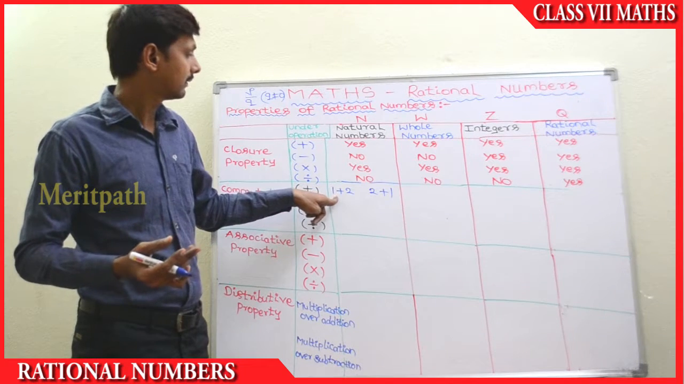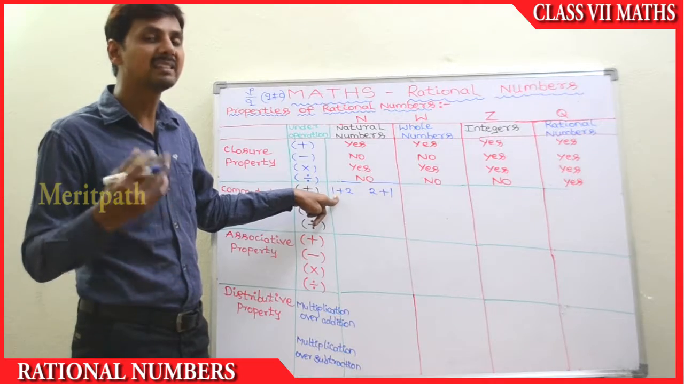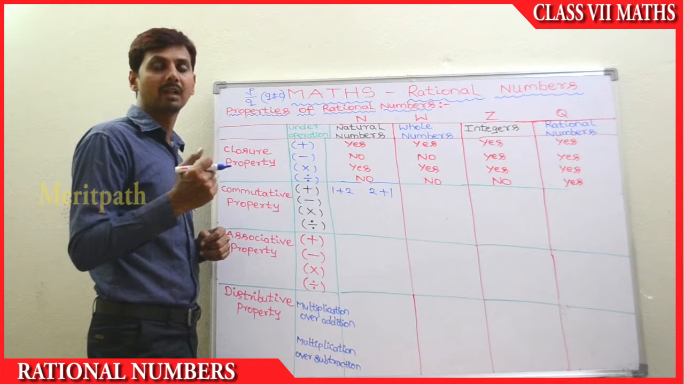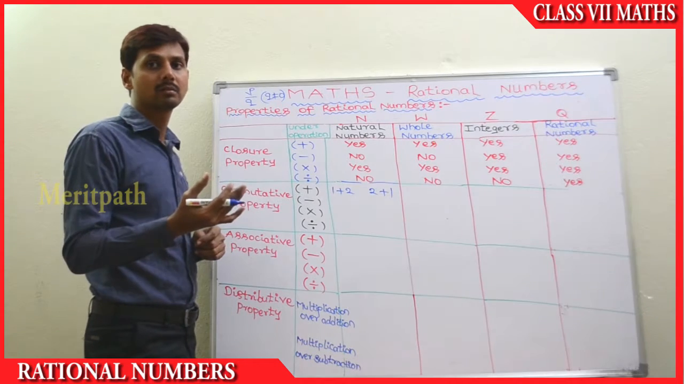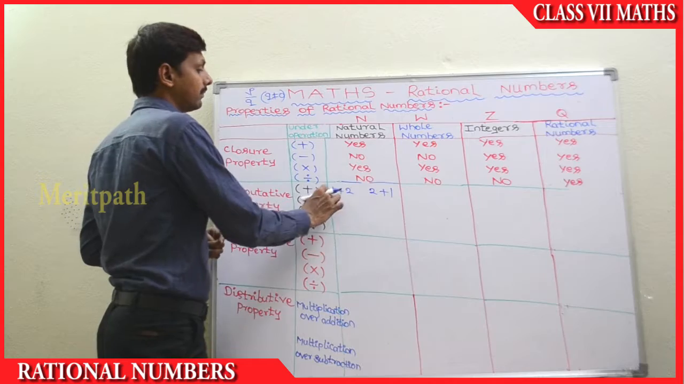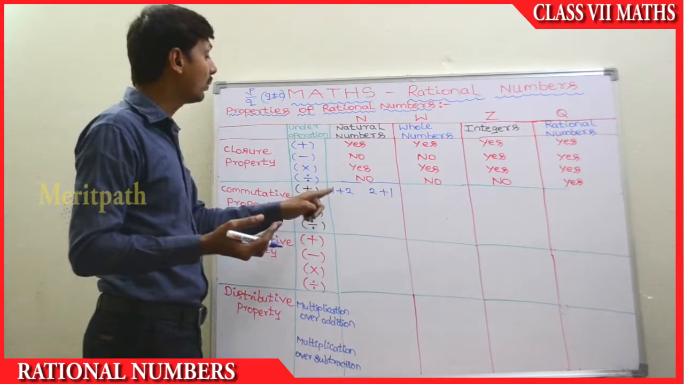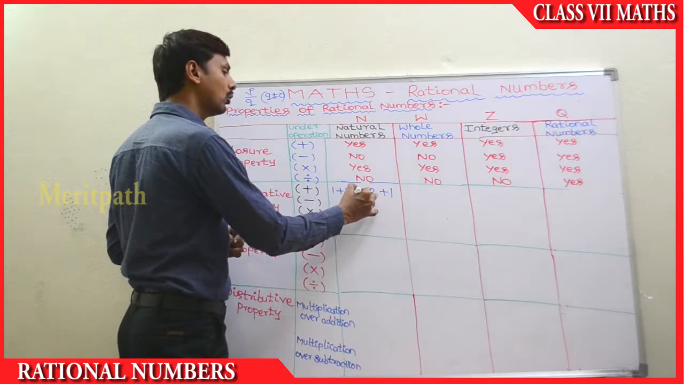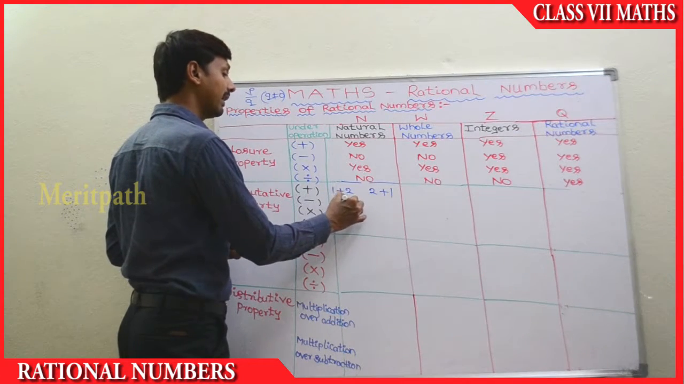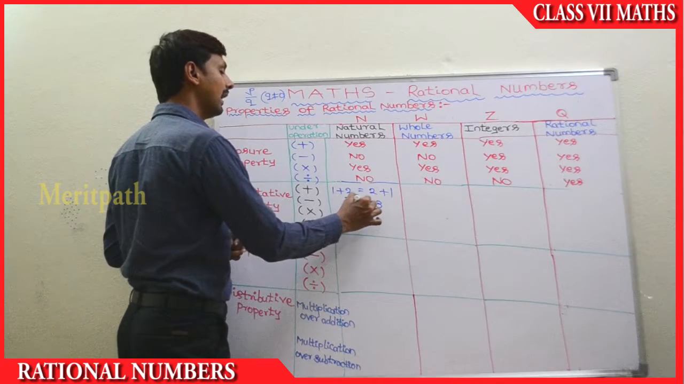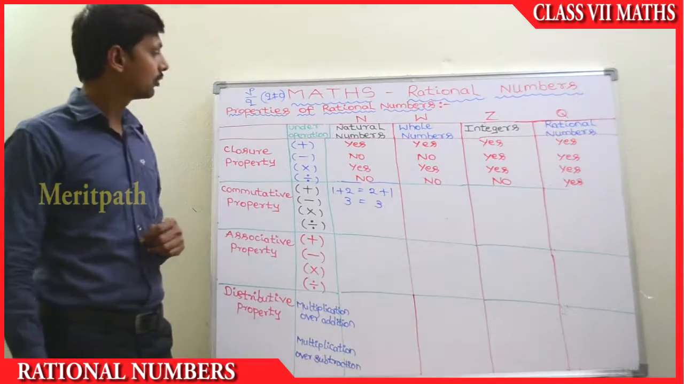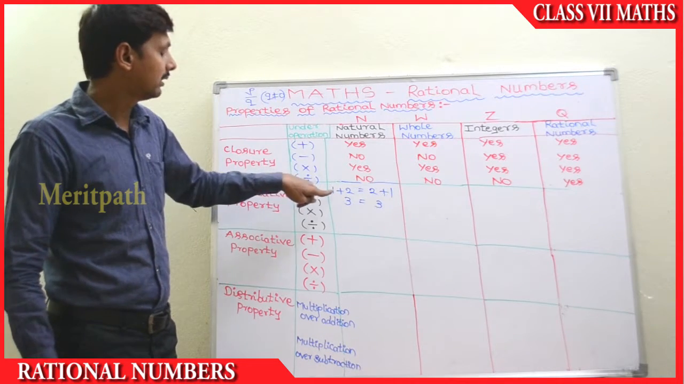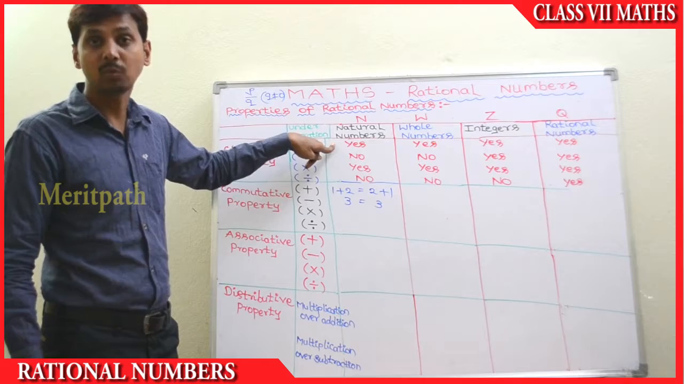Let's recall. So here we have taken two numbers and then we replace their places, that is 1 plus 2 and 2 plus 1. Then 1 plus 2 is 3 and 2 plus 1 is 3, both are the same. So what we say, the commutative property under addition over natural numbers is possible.